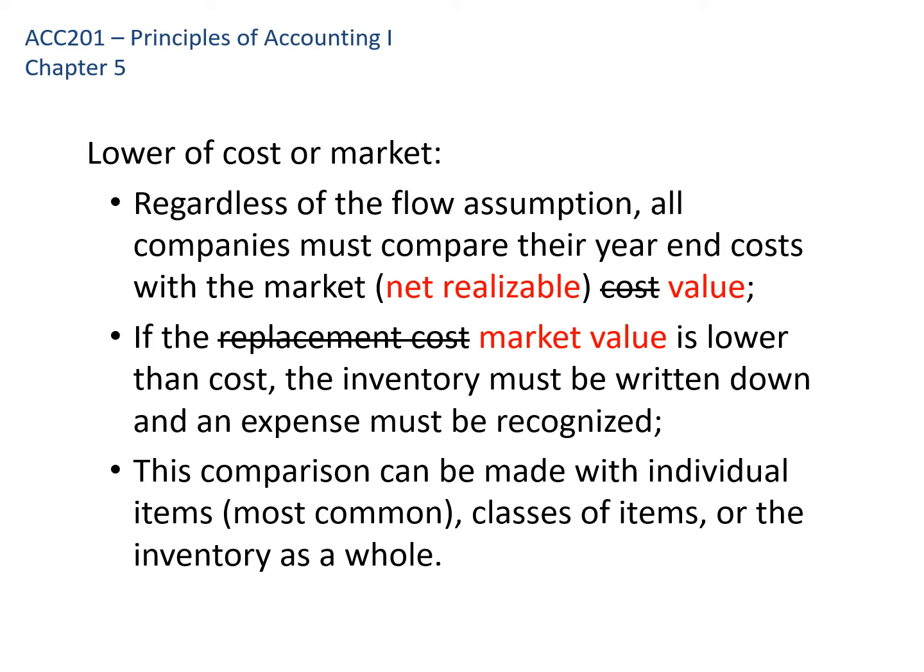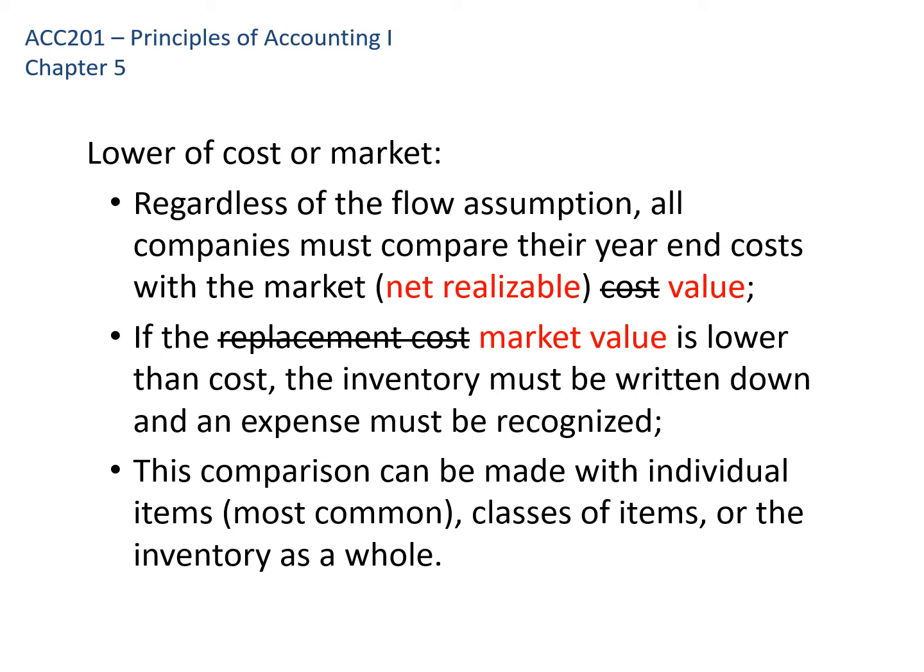So if that's the case, I want to make that comparison every year. And if I have something where what I could sell it for is less than what I paid for it, I need to recognize the loss then rather than carry that inflated value and recognize the loss later. So I want to recognize the loss in the period in which it goes down. So we could do that exercise either on an item by item basis, which is the most conservative way to do it and the most common way to do it.